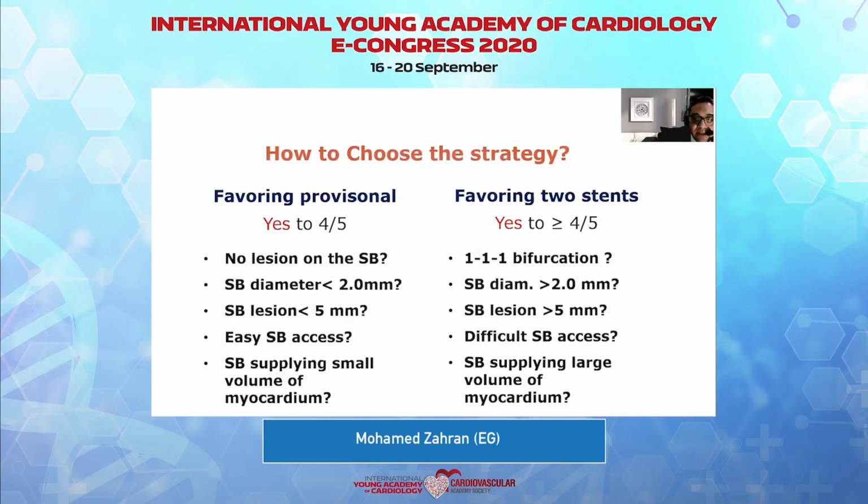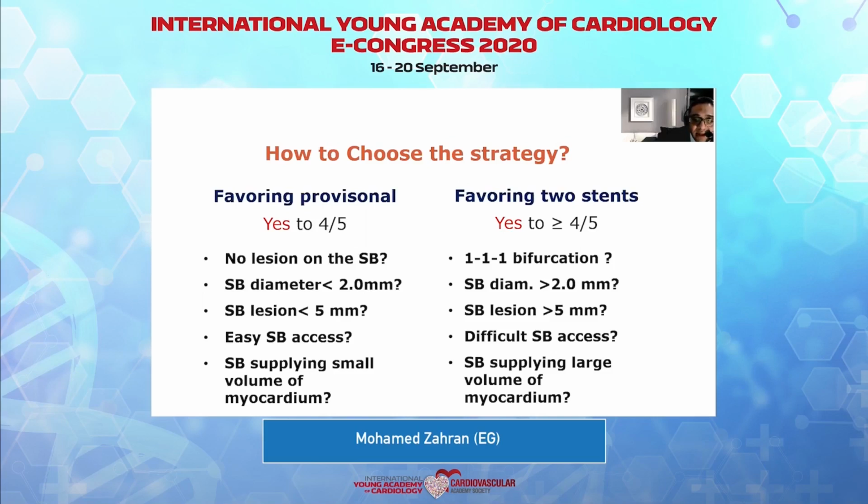And then you decide to choose your strategy, whether provisional stenting from the mother vessel extending to the mother branch and crossing over the side branch. This would be favored if at least you have 4 out of 5: you have an ostium of the side branch which is healthy, the side branch diameter is small, the side branch lesion is not extensive or long, it's easy to access this side branch even if a carina shift occurs, or this side branch is not important even if I lose it because it supplies a small volume of the myocardium.